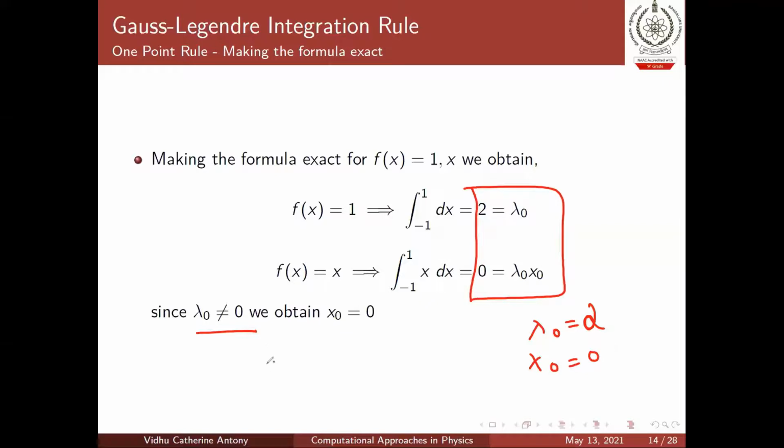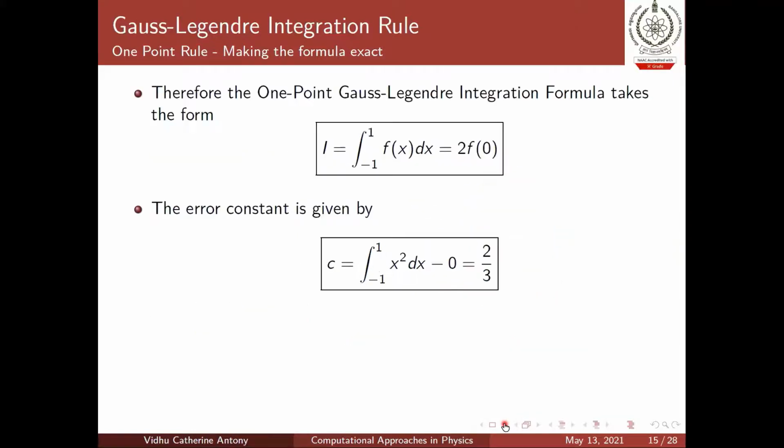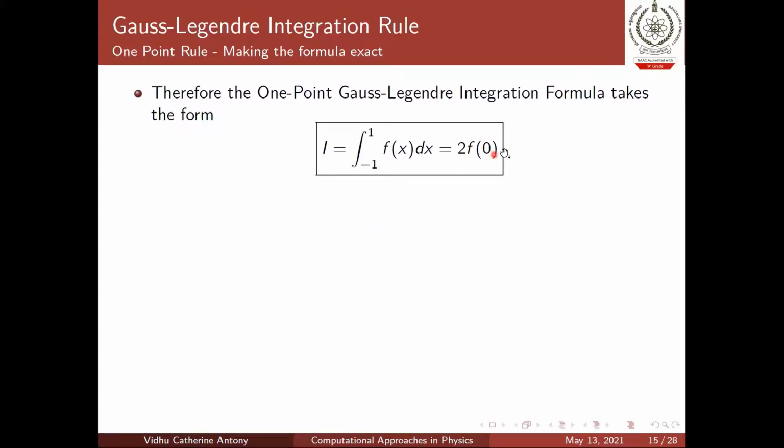Now what is the integral that we said? The integral from -1 to 1 of f of x dx, which you calculated using the 1-point method, is equal to lambda naught f of x naught. That's equal to lambda naught, which is 2, times f of x naught, which is f of 0. Let's look at the next slide. So we got 2 and f of 0. Therefore, the 1-point Gauss-Legendre integration formula takes the form 2 f of 0. I hope you're not getting really confused about this.